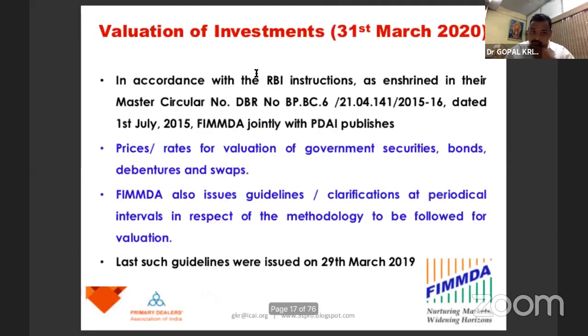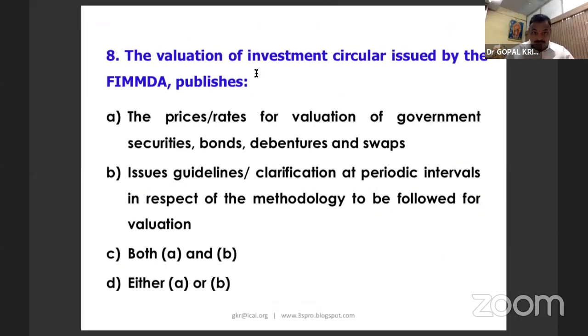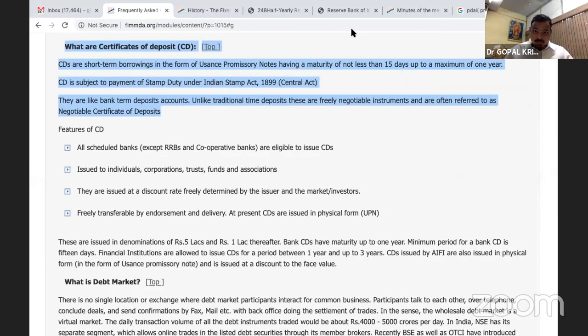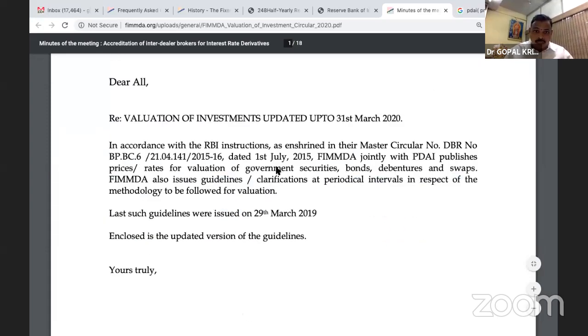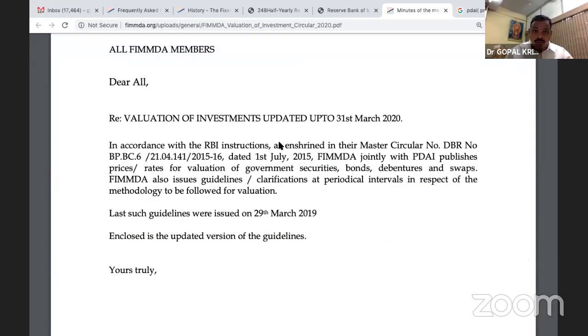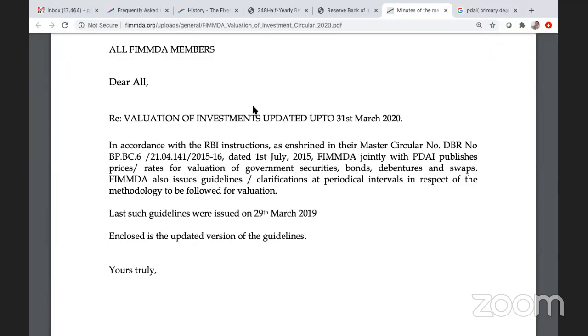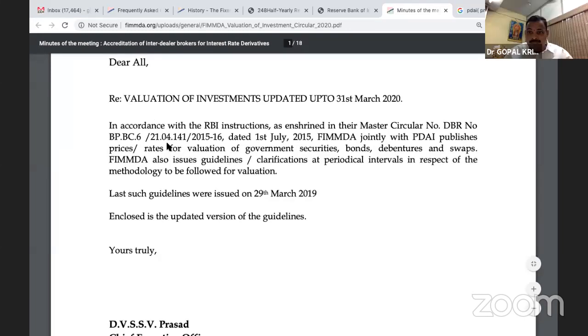Now let's move to the next question. FIMDA circular. This is the letter. Okay. Now let me ask Surender Pratap Shahi. Sir. Yeah. Can you read this paragraph?